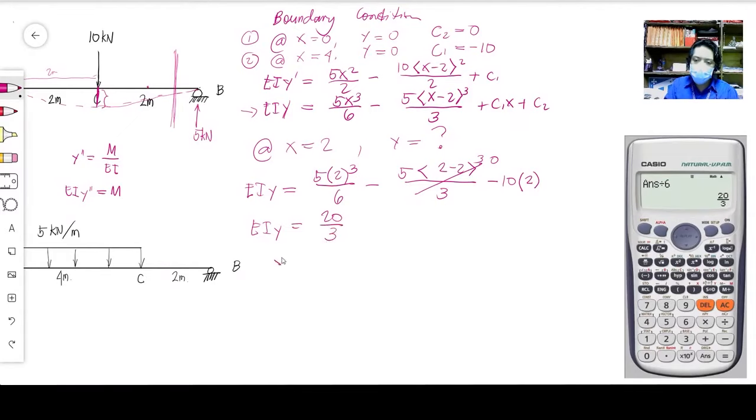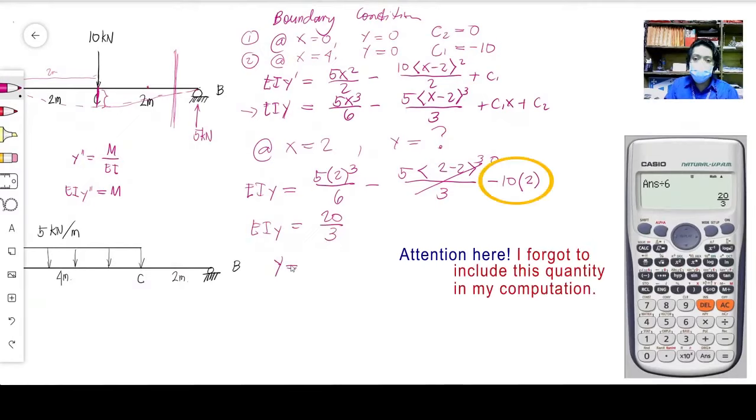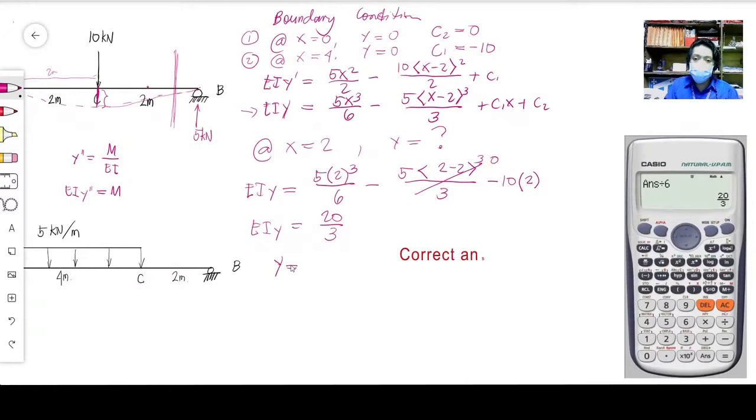Okay, so your y, therefore, is equal to 20 over 3EI.